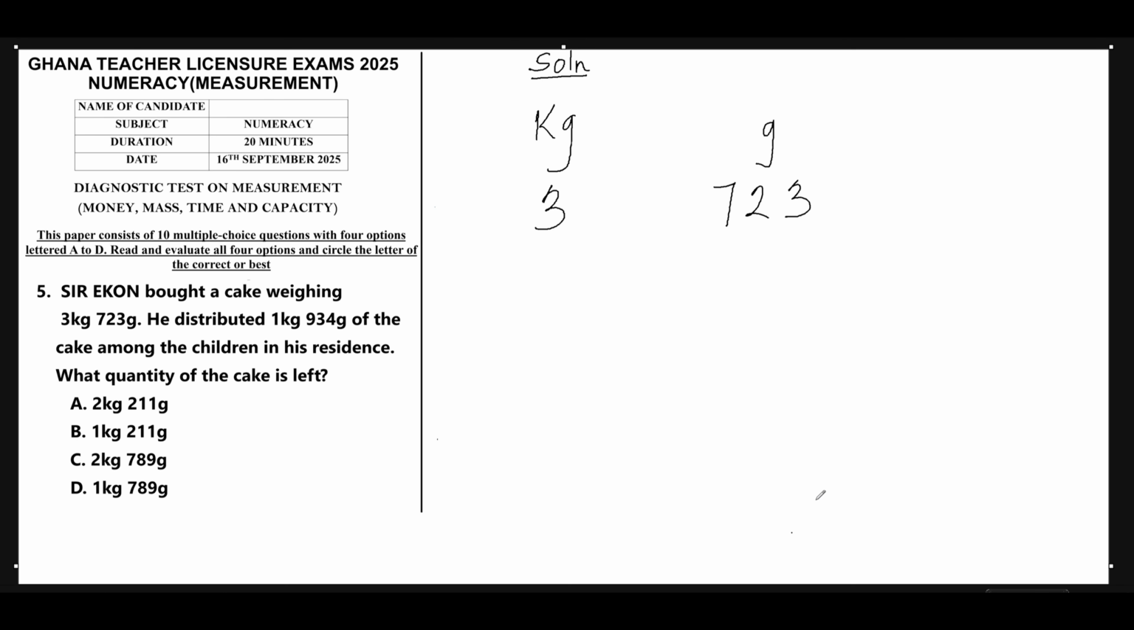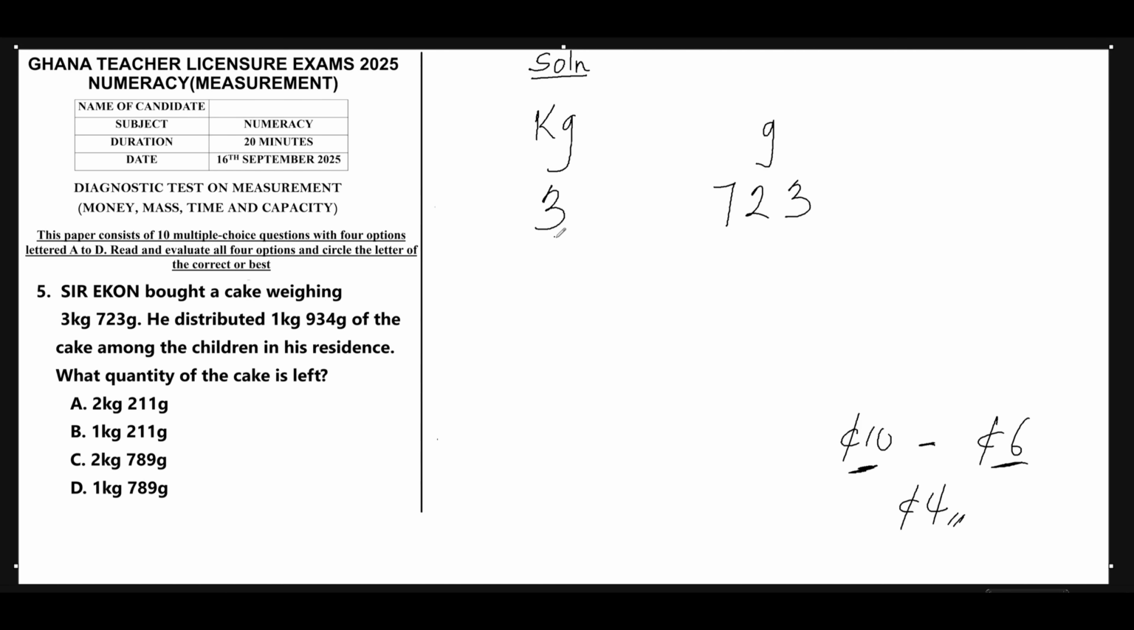So let's say you have 10 Ghana cedis and you give out 6 Ghana cedis to a friend. Initially you were having 10 Ghana cedis. You gave out 6 Ghana cedis to a friend. So what will be your balance? Your balance will be the difference. So 10 Ghana cedis minus 6 Ghana cedis will give you 4 Ghana cedis.